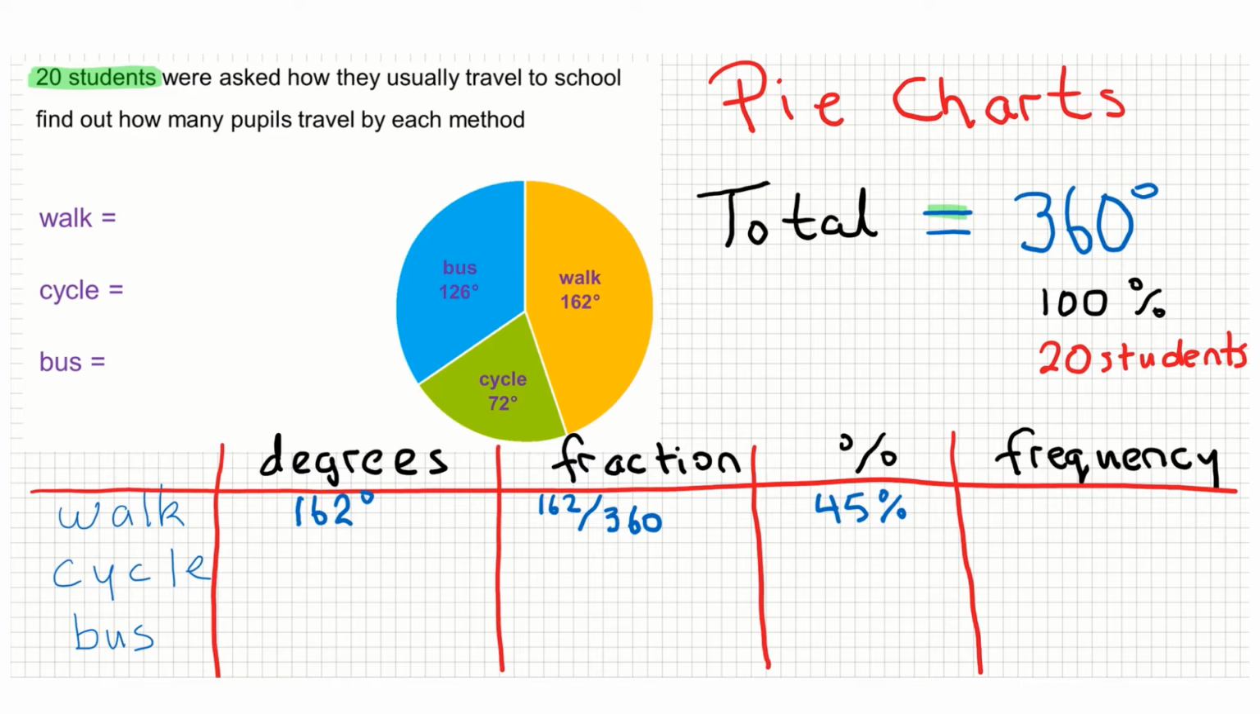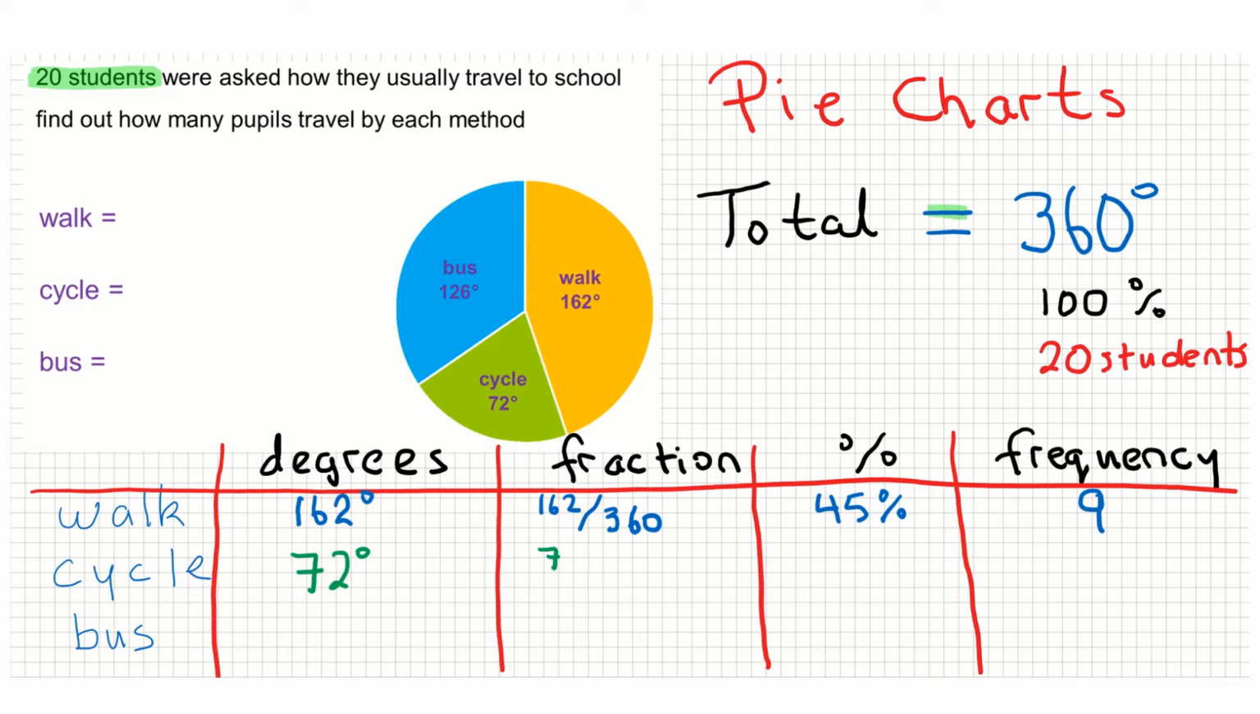Okay, so we have 20 students multiplied by 0.45. 20 students multiply 0.45, and we find out that 9 students walk. Okay, 45% of 20. Okay, next we'll look at cycling. So cycling is 72 degrees. Let's write that as a fraction.